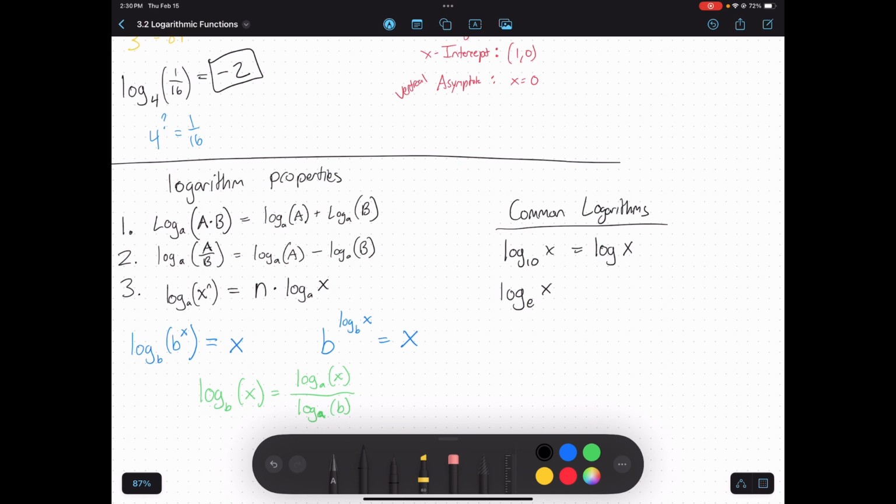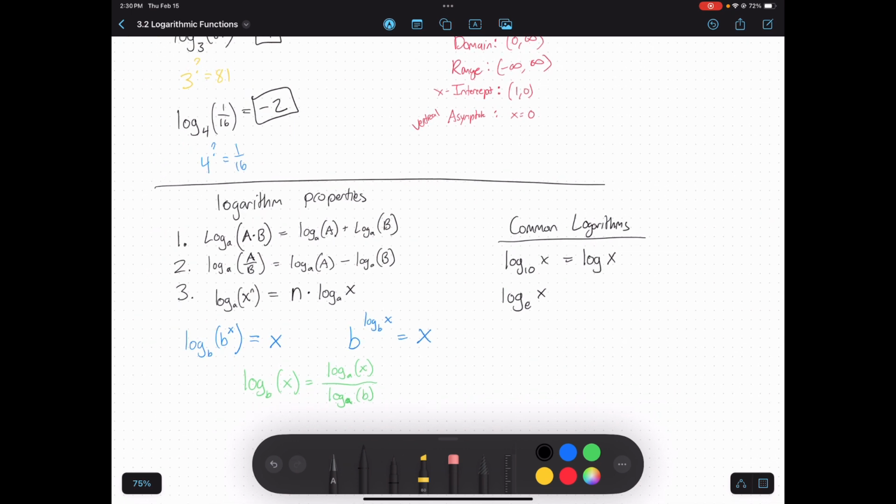But then log base e, that one's used a lot because e, like we said in 3.1, has that special property where the derivative of e to the x is itself. And for that reason, we use e a lot. And so this is called the natural logarithm, which I've already mentioned before. It plays into my derivatives of when my base is not e. Okay, so this is called the natural logarithm.